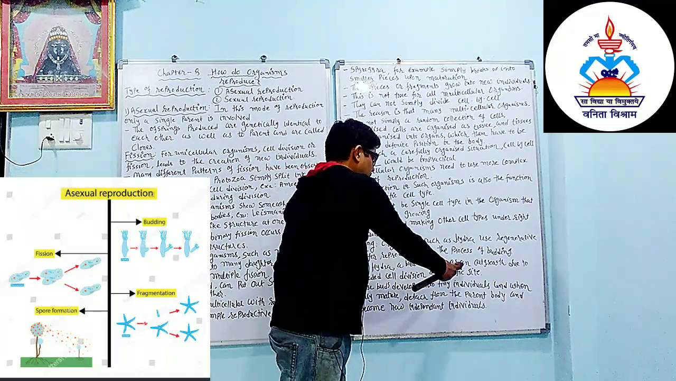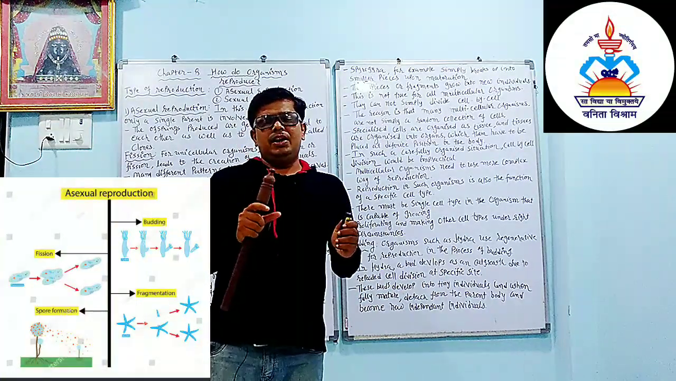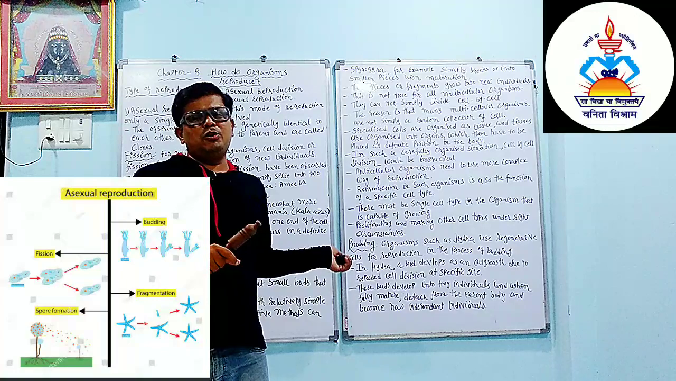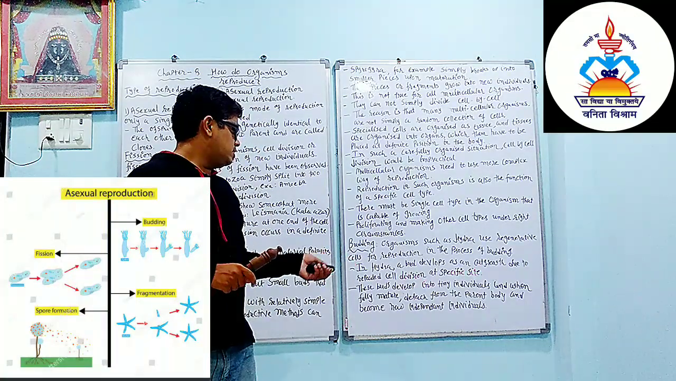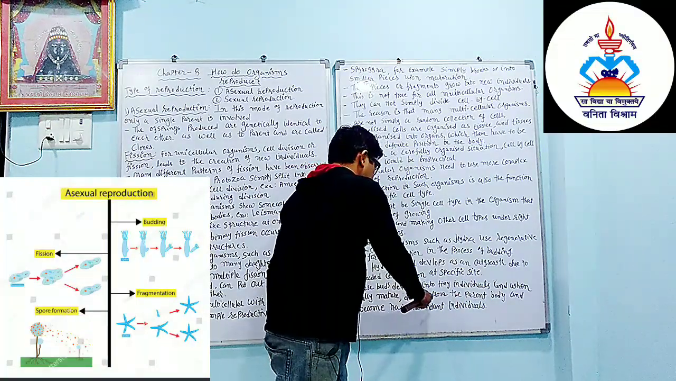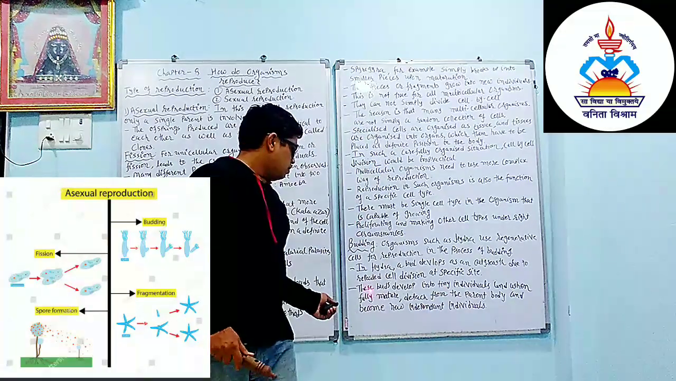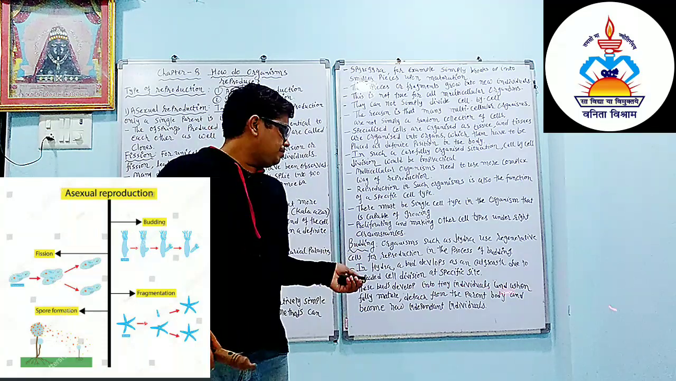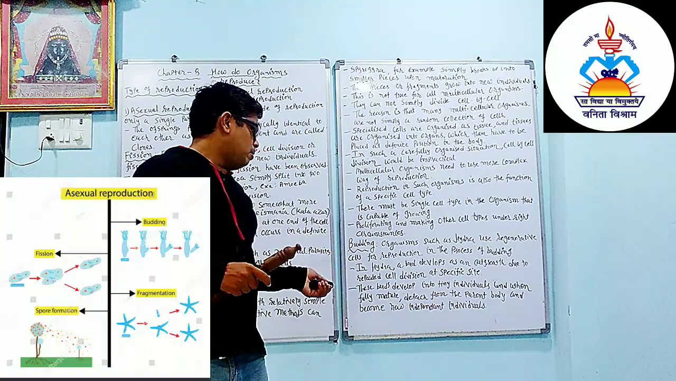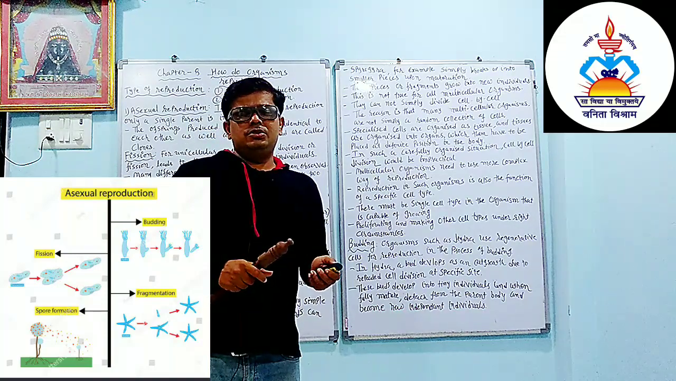In Hydra, a bud develops as an outgrowth due to repeated cell division at a specific site. So in Hydra we can see that one bud is produced, and that bud is produced because of cell division at the specific site. This bud develops into a tiny individual, and when fully mature, it detaches from the parent body and becomes a new independent individual.